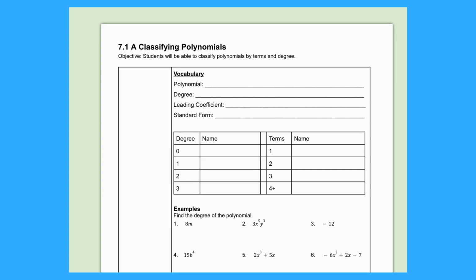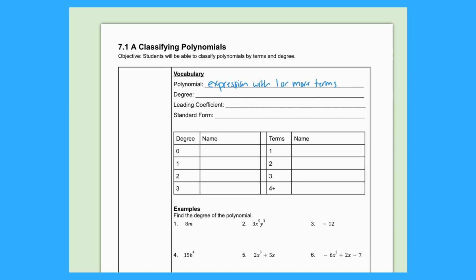Okay, in this lesson we're going to be breaking it into two parts. We're going to focus first on just classifying polynomials and a couple other vocabulary words related to polynomials. So first, a polynomial is just an expression that has one or more terms. And we're going to look at lots of examples below.